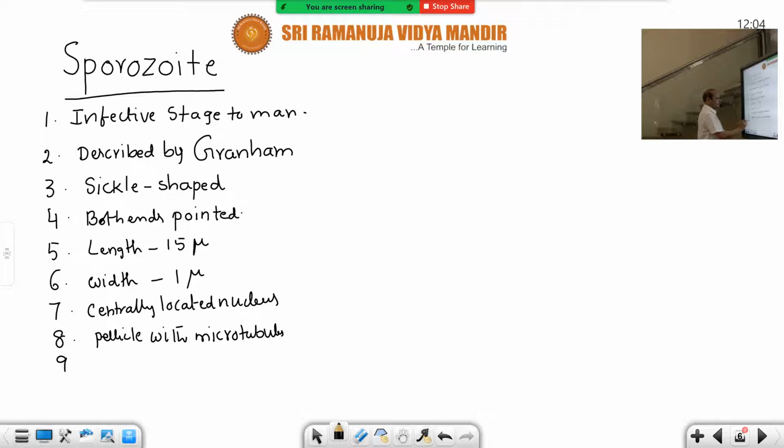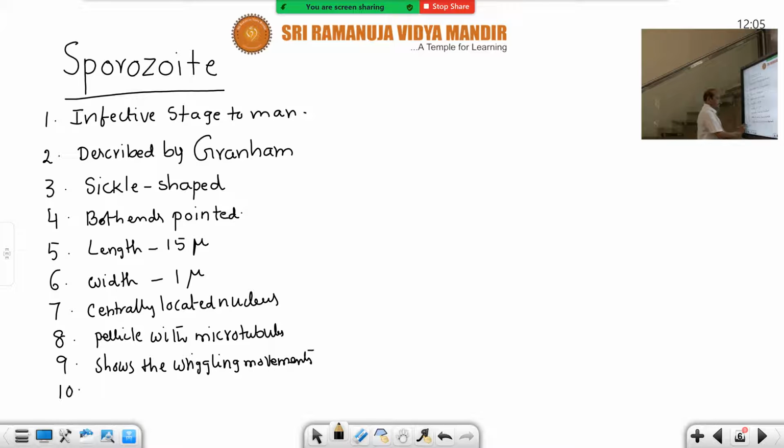Because of these microtubules, it shows wriggling movements. Wriggling means like this; you see my forefinger, I am moving. This is called wriggling movement. The sporozoite shows wriggling movement is an assertion. The reason is that the pellicle of the sporozoite contains microtubules. The kind of locomotion in sporozoite is wriggling movements in the blood circulation of humans. Generally, it shows that movement.